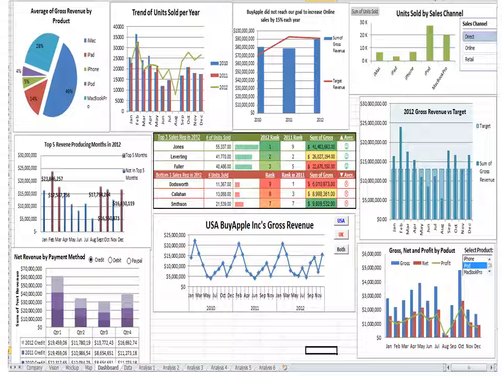It's also really important that we talk about the 15% increase that we had as a goal for online purchasing, which is the chart at the top, the third chart over. BuyApple did not reach the goal to increase online sales by 15%. But in 2012 we did almost hit this goal, so we're still going to keep striving to hit it.